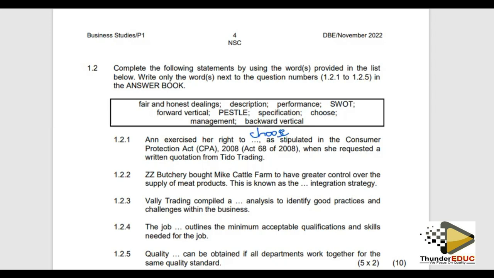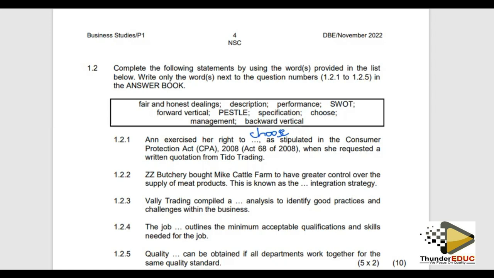Okay, right. So now let's move on to the next question, which is 1.2.2. 1.2.2 reads as follows. Double Z Butchery bought Mike Cattle Farm. We have greater control over the supply of meat products. So this one, before you can even finish it, it calls for backward strategy. So now let's proceed. Now we check if ever we have backward strategy given. Okay, it's there. We have backward vertical strategy.